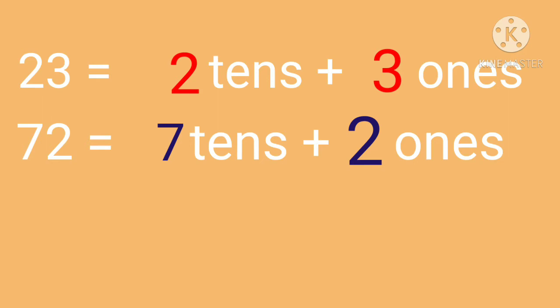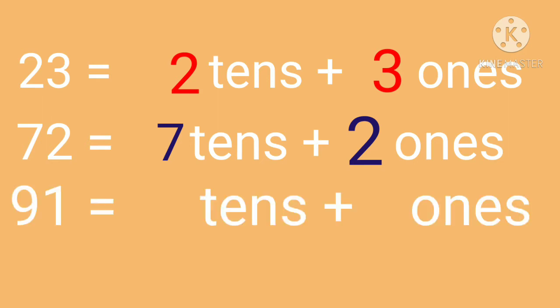I am going to give you one more number. 91. Tell me children, how many tens and ones are there in 91? Yes, this number has 9 tens and 1 one. Is it clear children? Yes.